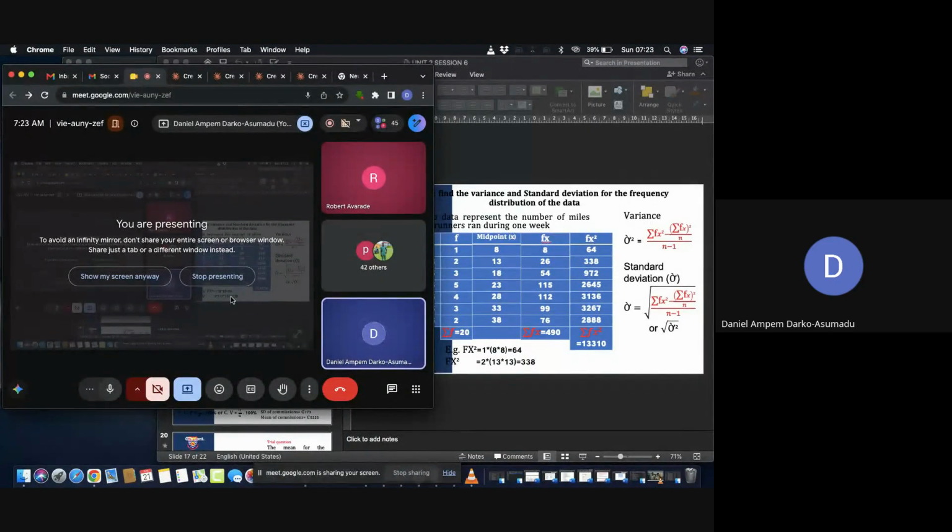Robert, the square is only affecting the x. Yes, can't you see? The square is only affecting the x. That's why we square the x first.